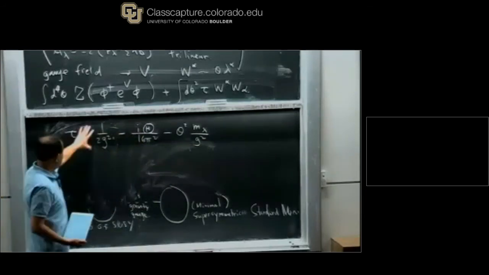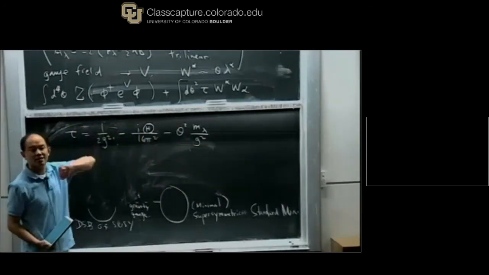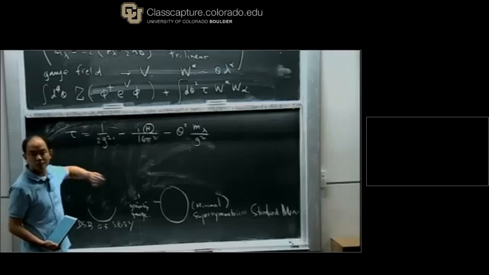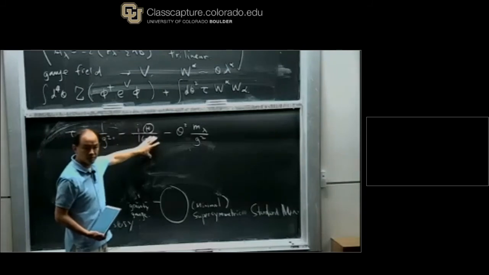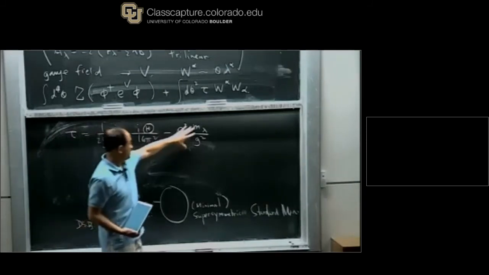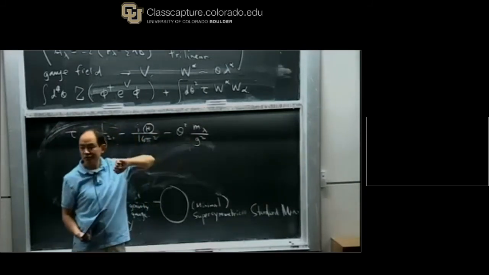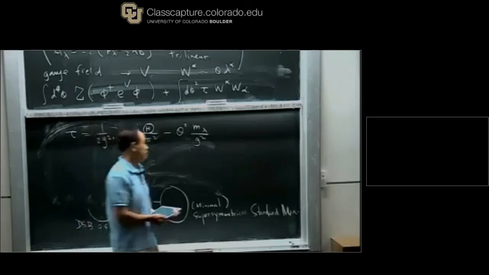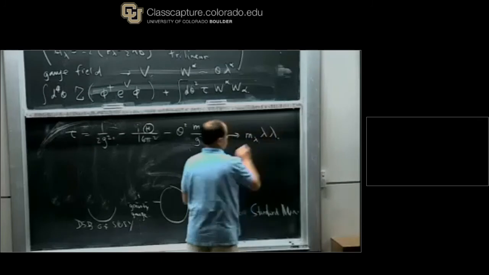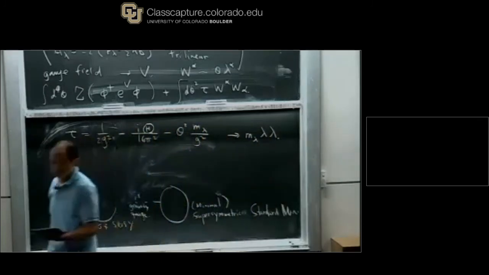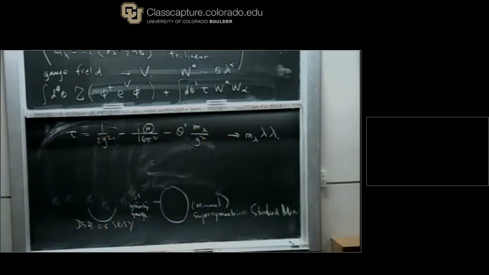And this term is just going to give you the standard kinetic term for the gauge bosons. So this is the theta angle, okay, and this is going to give you a mass for the gauginos, basically a fermion mass for the gauginos. And this is also solved by almost the identical proof that we just gave.